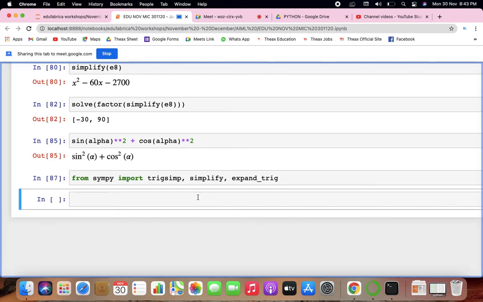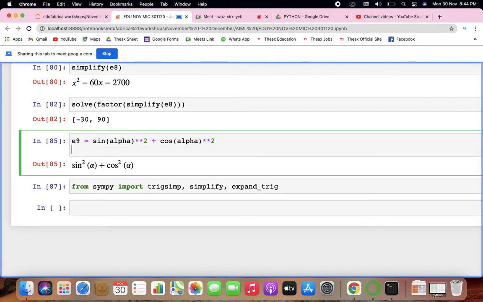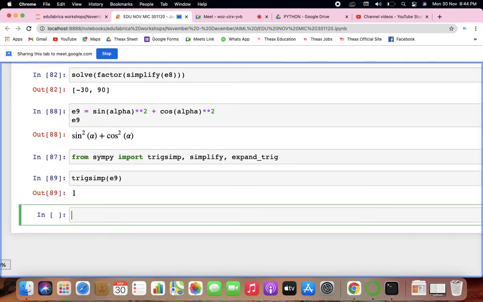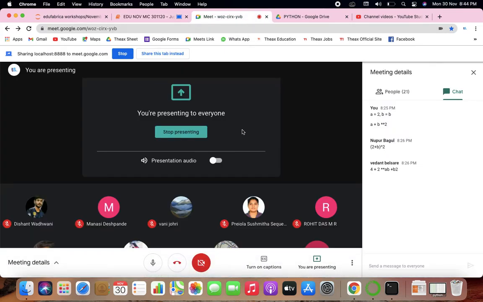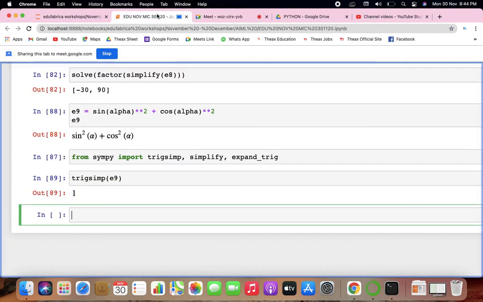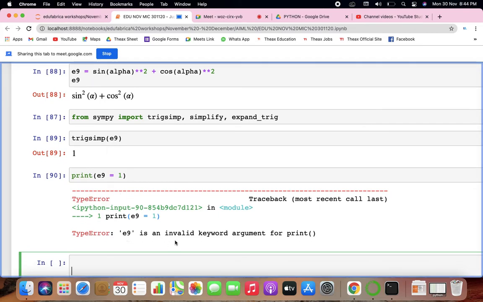Done. So if this is an equation, let's say E9, and I need to solve E9, I can use trigsimp, solving this E9, and I get the answer as this. Now, till now what we have seen is that we have the LHS part and the RHS comes as the answer. What if I want to represent the LHS and the RHS at once, like if I print this E9, E9 is equal to 1. Can this be done? E9 is an invalid keyword for an argument for printing, because E9 has some values already.